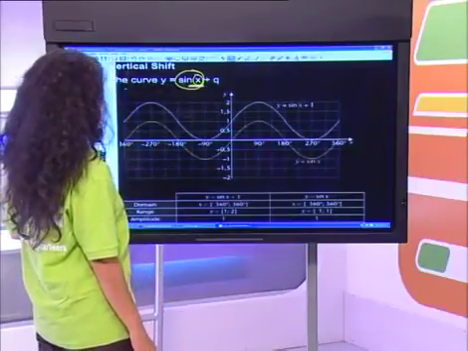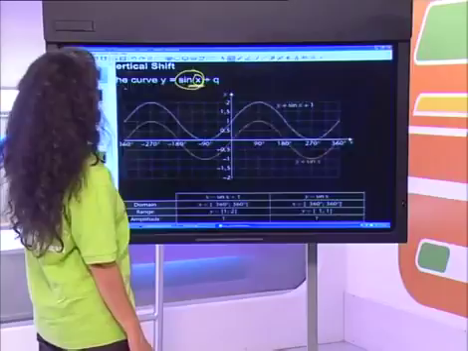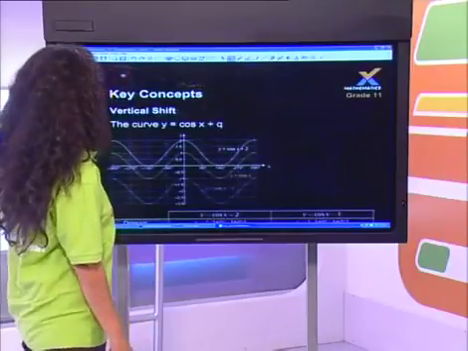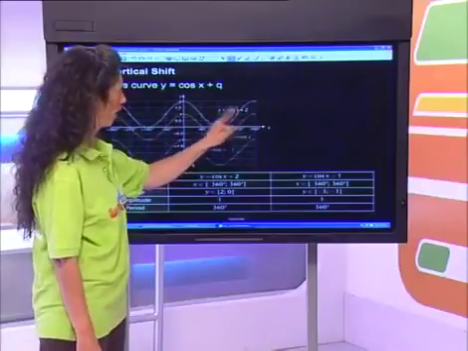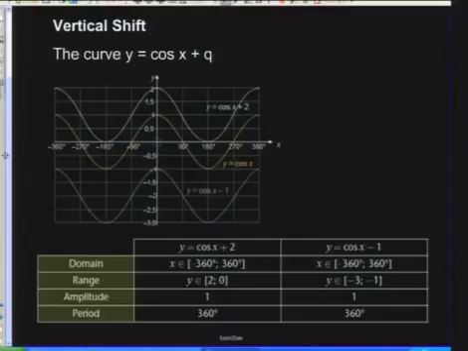So let's just check here. Right, and the same thing with cos. If we look at the parent cos graph, and we go up 2, we go -1. So one graph has gone up 2 units, one graph has gone down 1 unit. So you translate up or down.